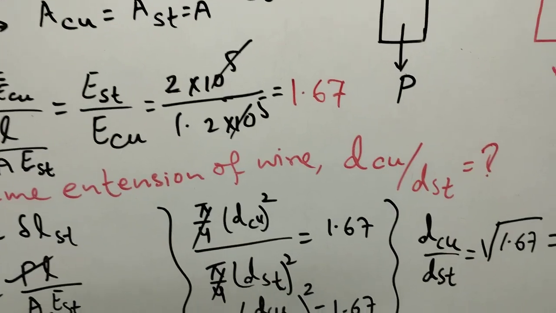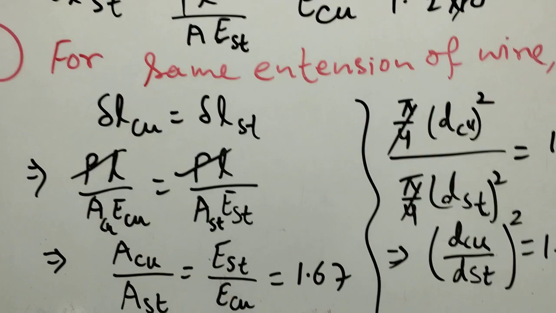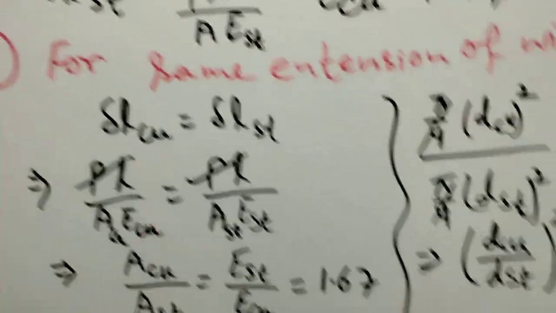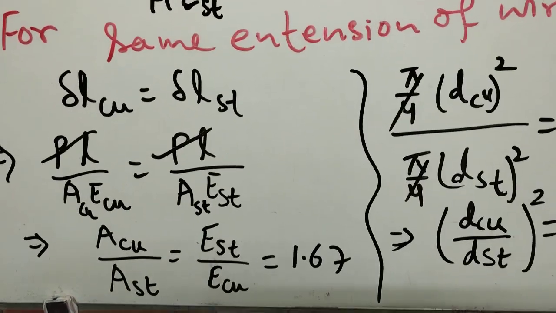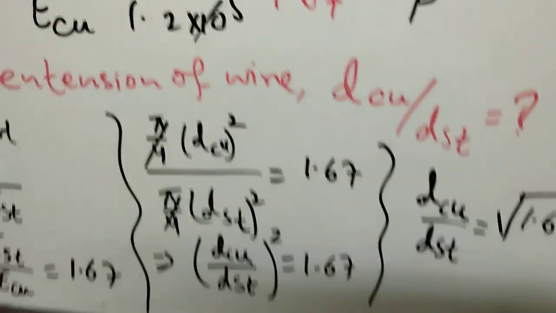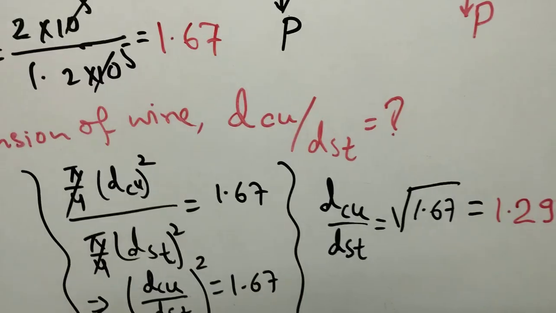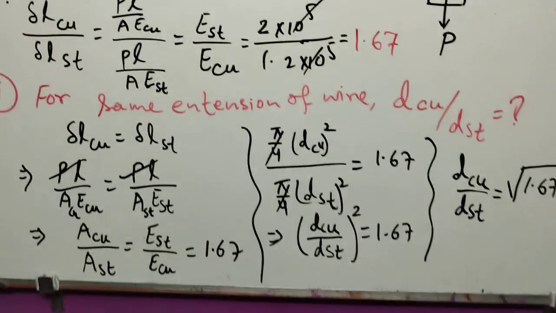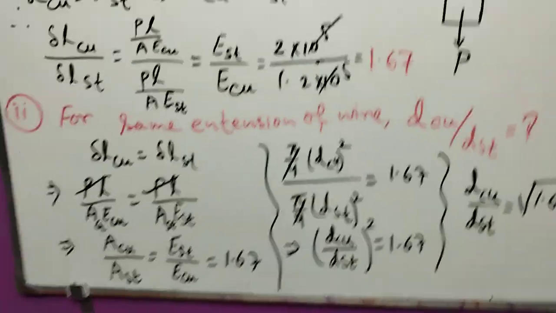Now the second part of the question is, for the same extension of the wire, we find out the ratio of the diameter of the copper wire to the diameter of the steel wire. Applying the same formula, here we consider the area of the copper wire as A_Cu and the area of the steel as A_St. After rearranging the equation, the area of the copper wire divided by the area of the steel equals E_St divided by E_Cu. This is the modulus of elasticity, or Young's modulus, of steel divided by Young's modulus of copper. This value is 1.67 from the earlier question. Putting the area as pi by 4 d square, then d_Cu by d_St whole square equals 1.67, and after calculating, d_Cu by d_St is the root of 1.67, and this value is 1.29. So the ratio of the diameter of the copper wire to the diameter of the steel wire is 1.29. Thank you.